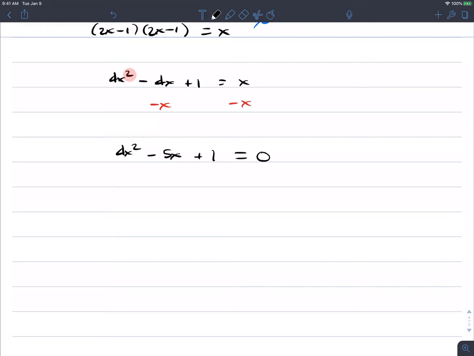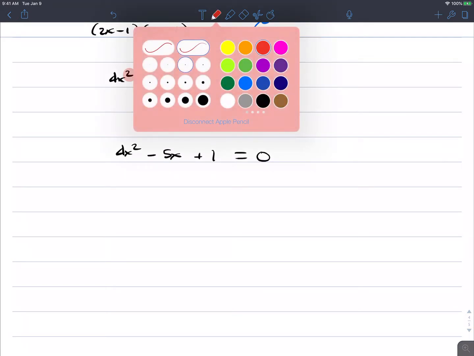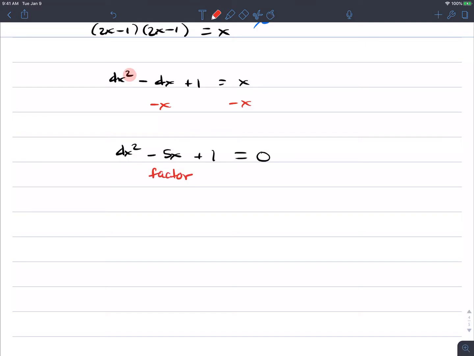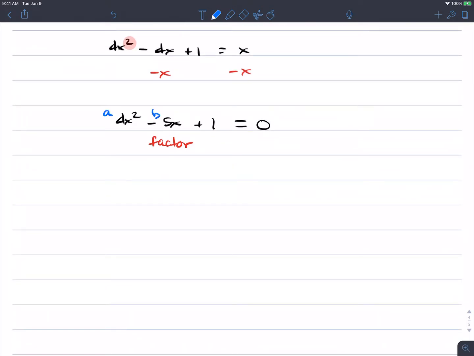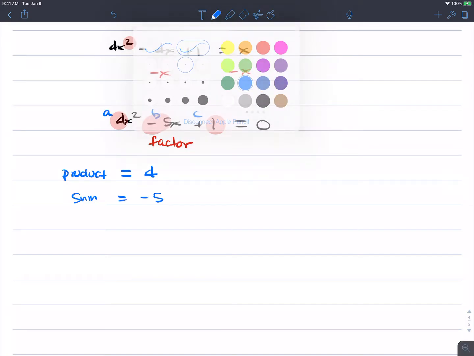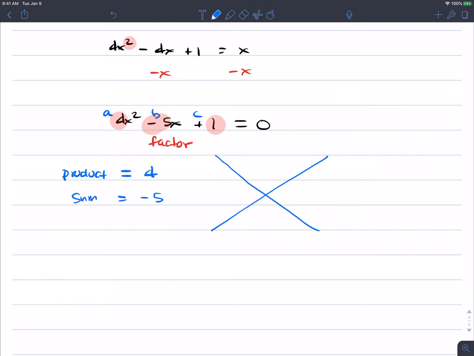Okay, now we're going to have to factor this hopefully. Hopefully this is factorable. If it's not, we got to use the quadratic formula. So if we're going to factor this now, we have to identify the a, the b, and the c values, because we need two numbers multiplied together whose product is 4, that's a times c here, and whose sum is negative 5, and that's just the b value. So the product is 4, and your sum here is negative 5.